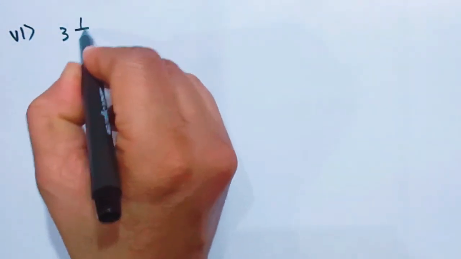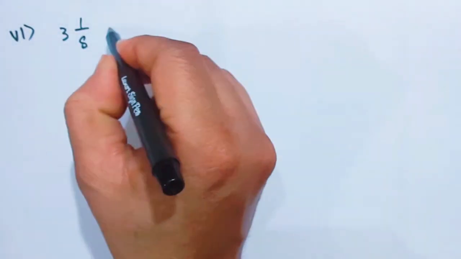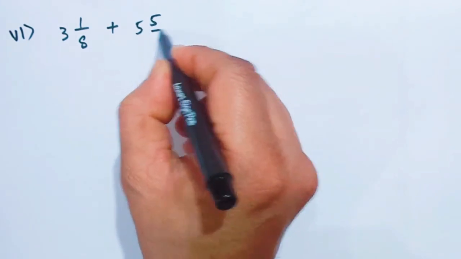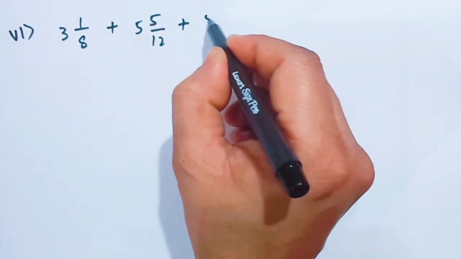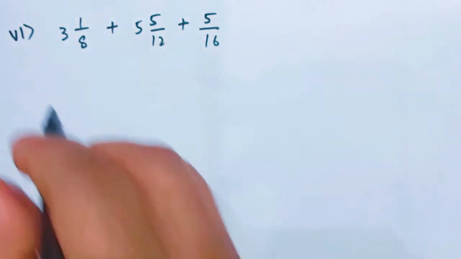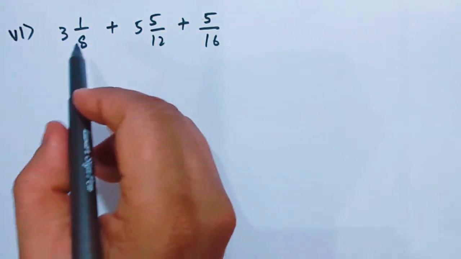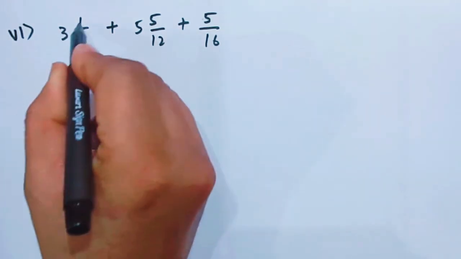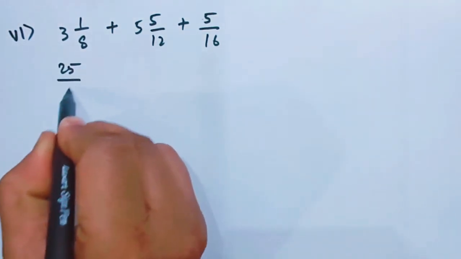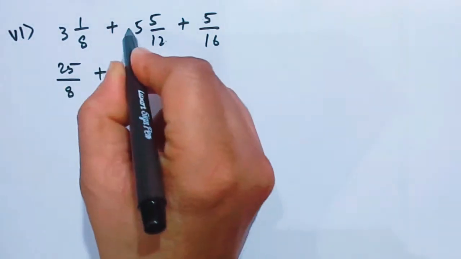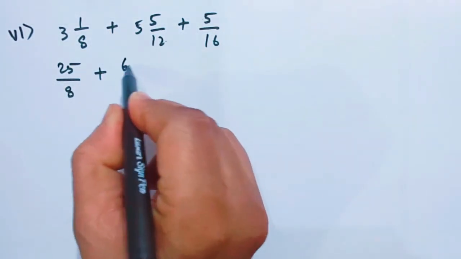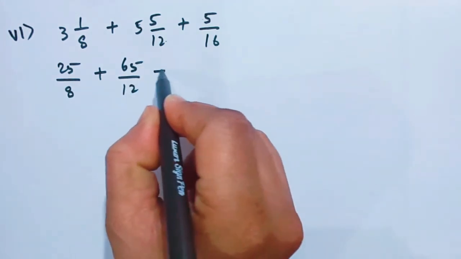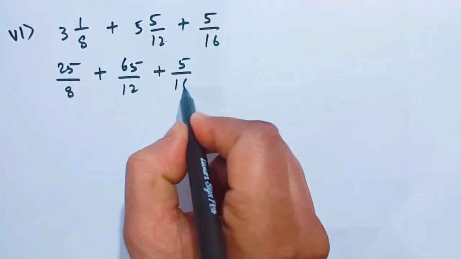what otherwise? Nothing otherwise. We have 3 1 by 8. I will do only a few of them. 3 1 by 8 plus 5 5 by 12 plus 5 by 16. Okay. Now, first you will have to convert this into improper. So 8 3s are 24 plus 1, 25 by 8 plus 12 5s are 60 plus 5, 65 by 12 plus 5 by 16.